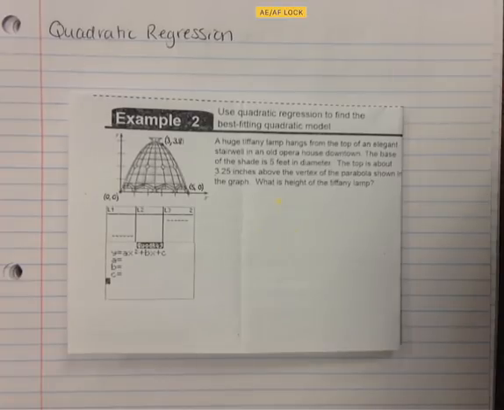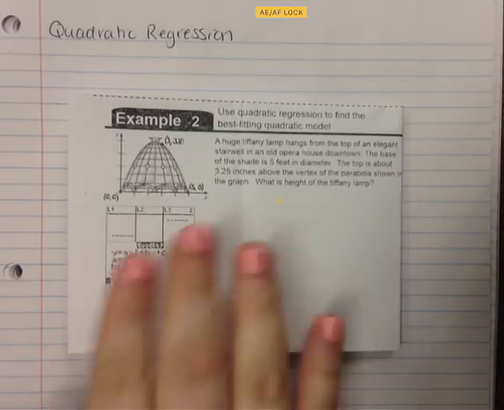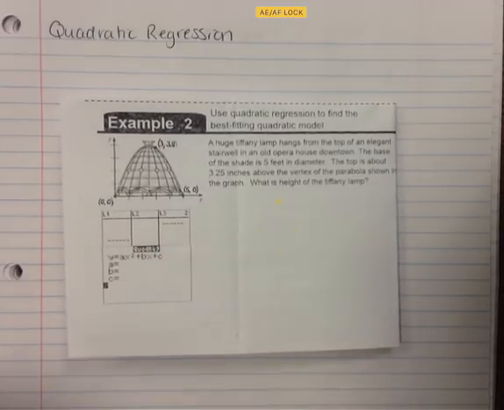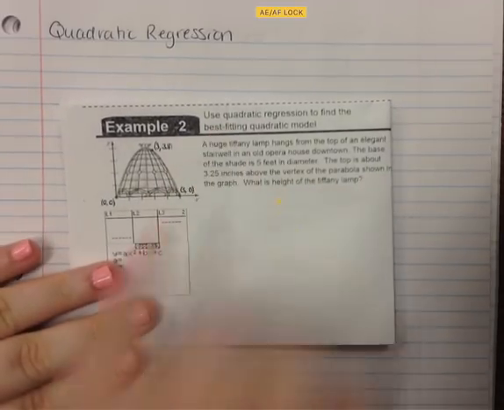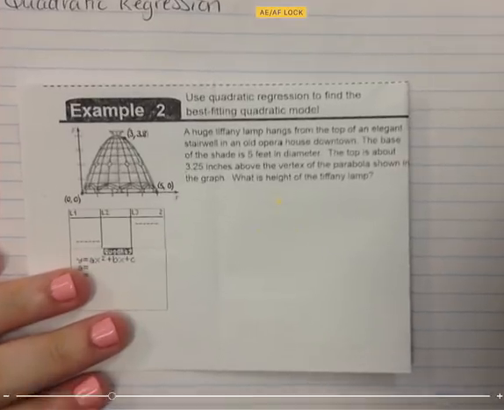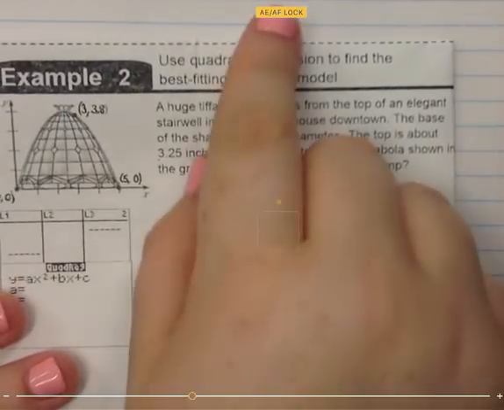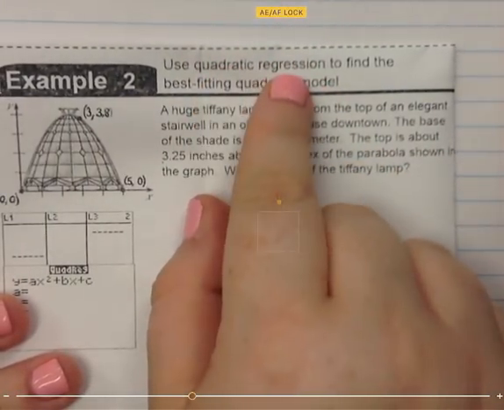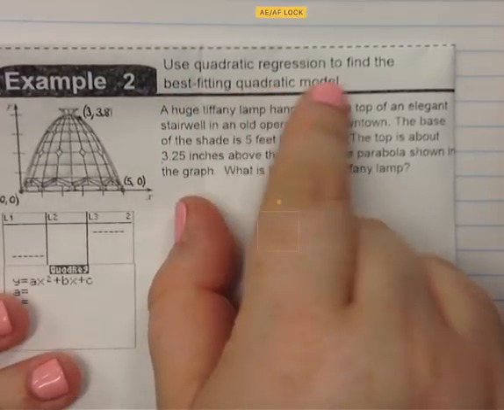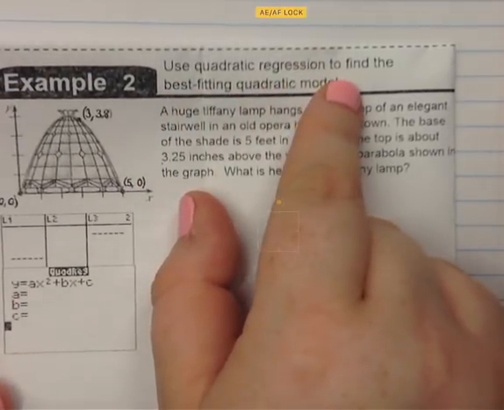This video is about quadratic regression and examples of quadratic regression. This first problem says, use quadratic regression to find the best fitting quadratic model. We are modeling the data.